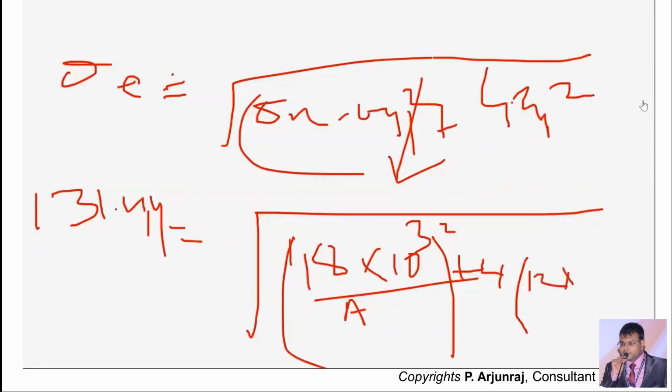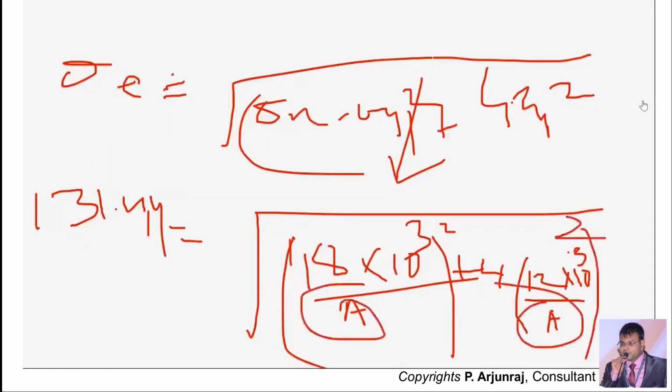Sorry, I'm really facing difficulty with this whiteboard, so that's why the cursor is also moving. 12 into 10 power 3 by A, the whole square. So everywhere you have A, again you can calculate the DC. You can try the answers now and let me know. Maybe it will take 5 minutes to solve this.